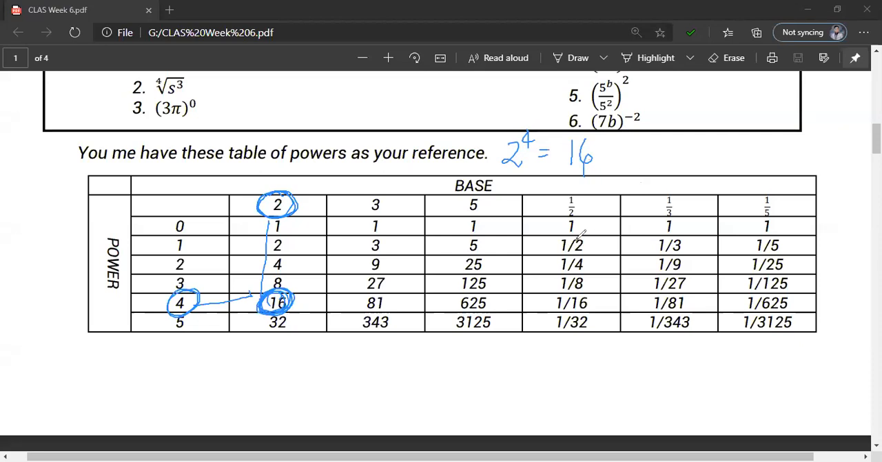Pwede rin the other way around. Kunwari, nakita niyo sa answer niyo, 125. Ano ang 125? Alam niyong 5 yan, kunwari. Ay, sorry, bakit sa base? So, 125 is 5, yung base, raised to 3. So, yan siya.